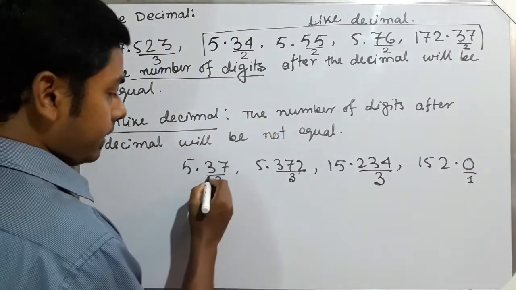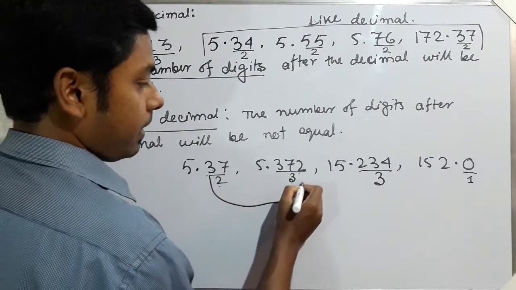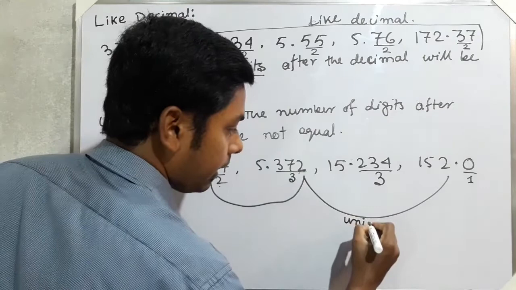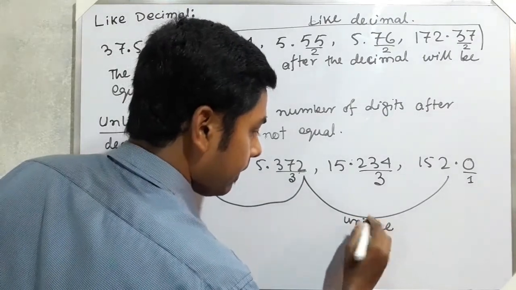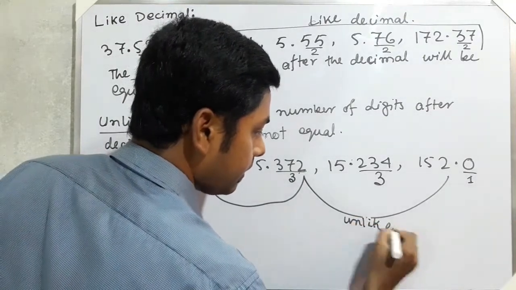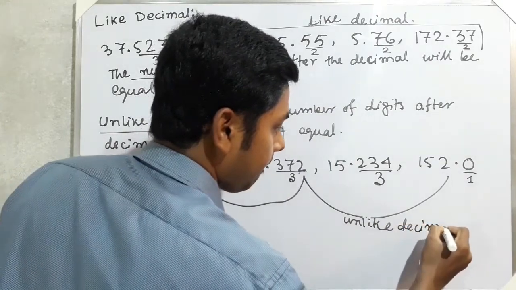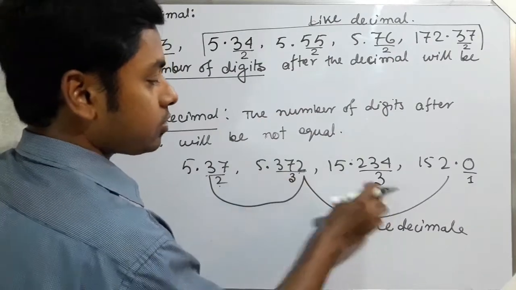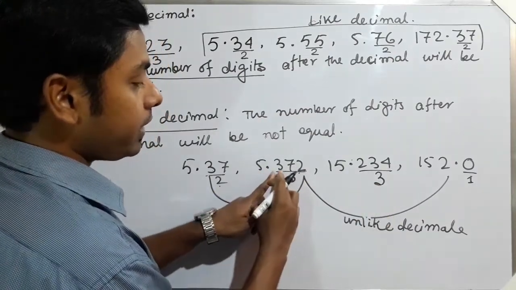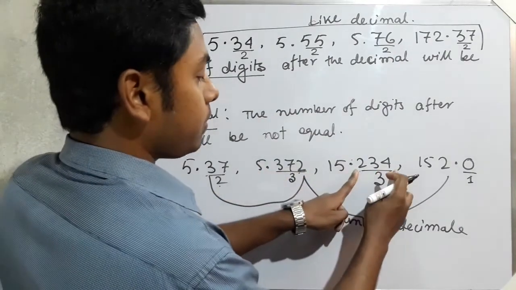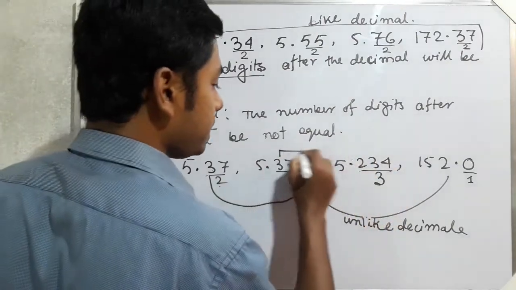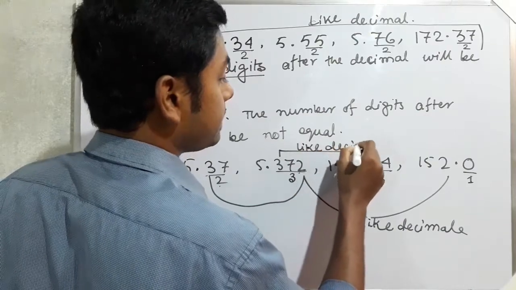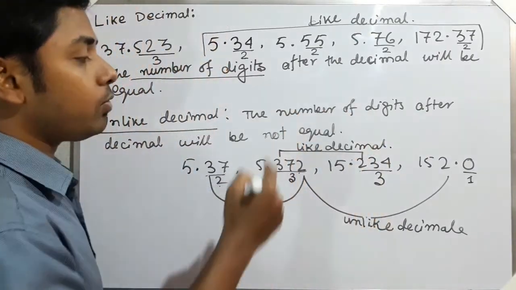So you can tell this one and this one and this one are what? Unlike decimal. And you can see here 3 and here also 3. That means after the point you are having here 3 digits, after the point you are having here also 3 digits. So these are like decimal.